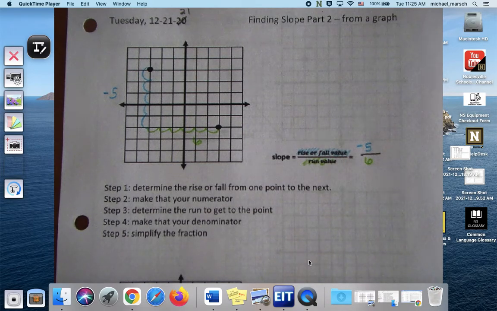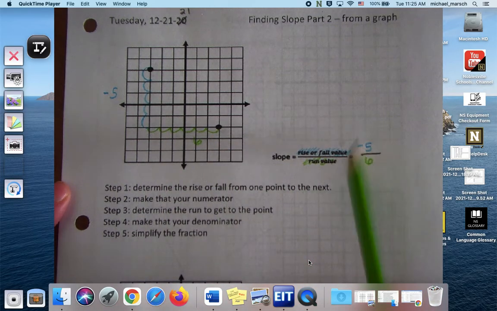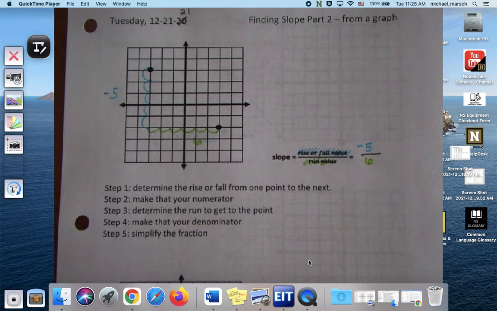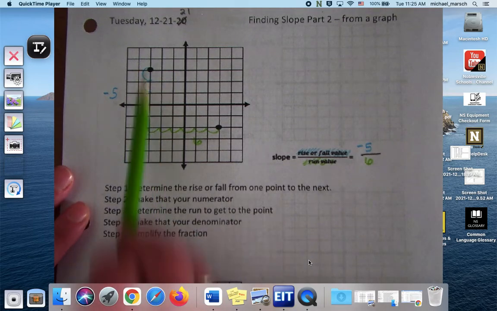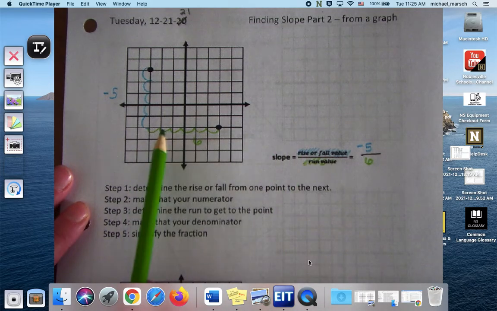But the catch is, if you don't do rise or fall and then run, there's a chance that you would get them in the wrong place in your numerator and denominator, and then you don't have the right value. So always do rise or fall first, and then you will always be running to the right. Run right. Okay? So let's do the next one.